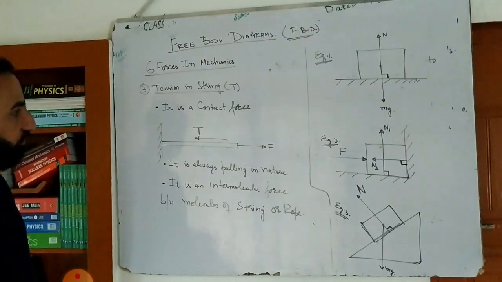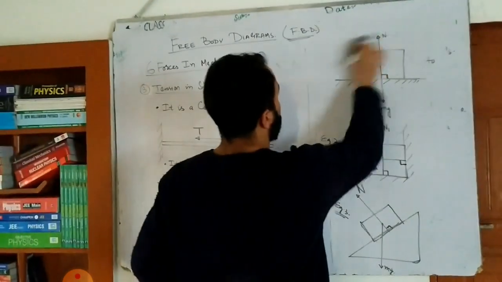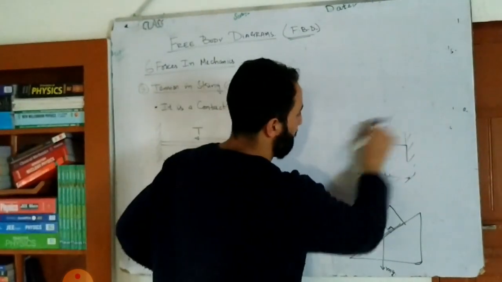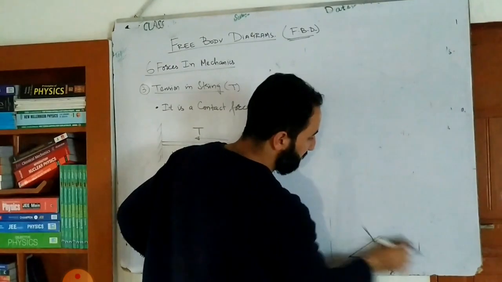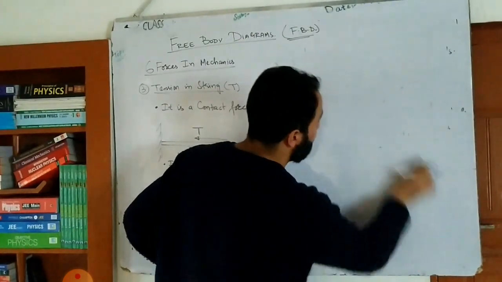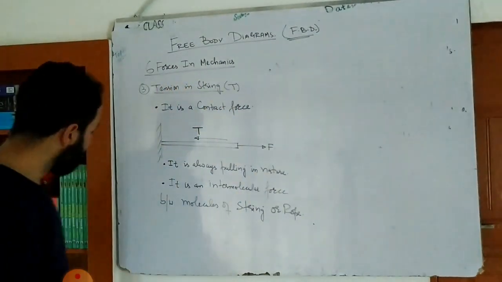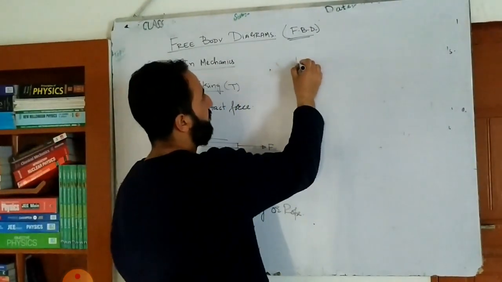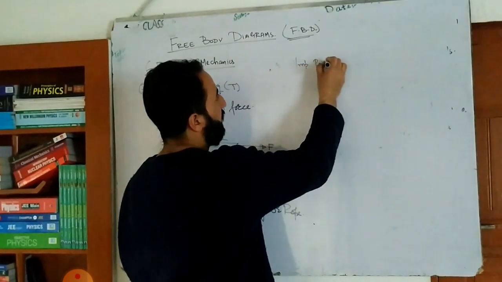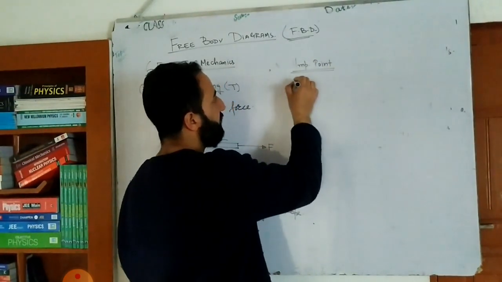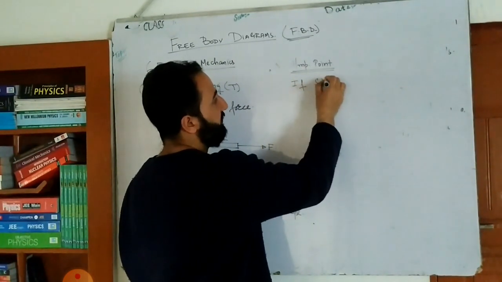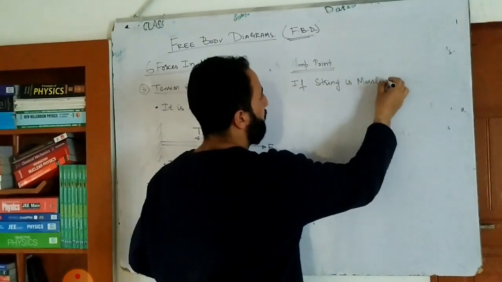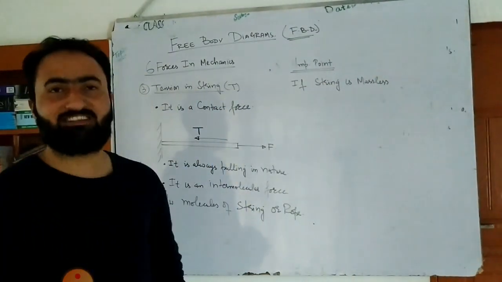So we have defined the 3 different forces. Now write down an important point about the tension in string. And that important point is that if the string is massless, then the tension throughout the string will be constant. And if the string is massive, then the tension throughout the string will not be constant. Okay, so write down this important point. Point is like this: if string is massless, it doesn't imply that its mass is exactly equal to 0.